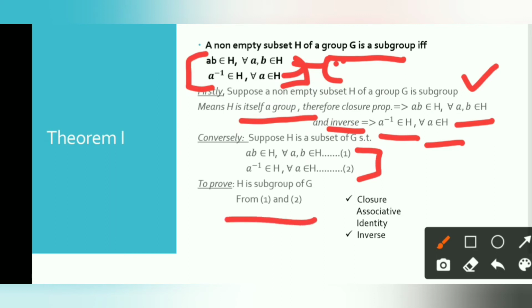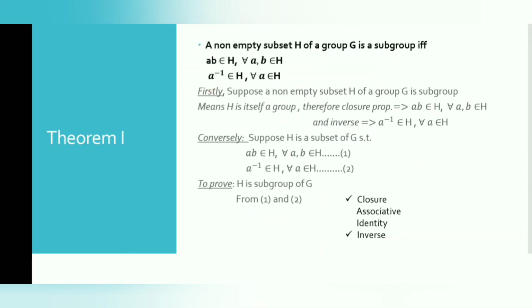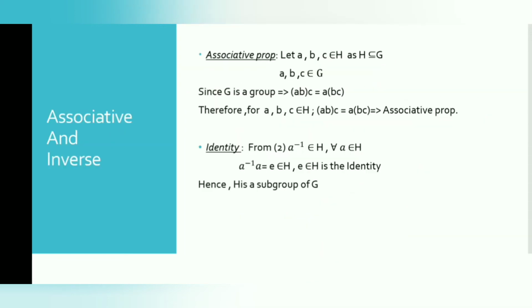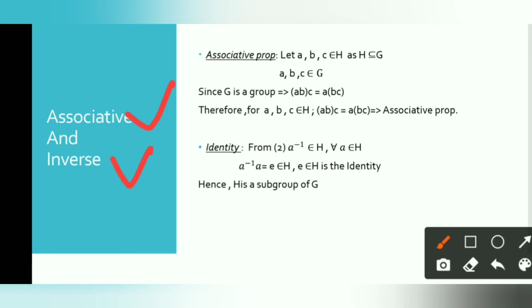For H to be a subgroup, we need these 4 properties: closure, associative, identity and inverse. From the given these two, 1 and 2, we can see the closure property and inverse hold. We need to show these two properties, associative and identity, then our question will be done. So these two things are given, we have to prove the rest of 2 things, that is associative and identity.